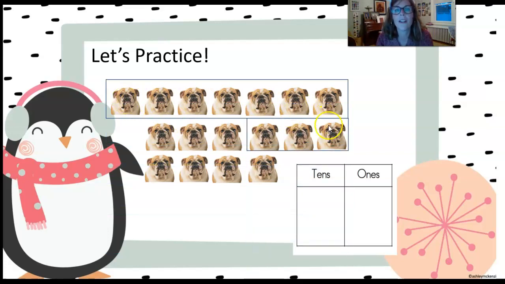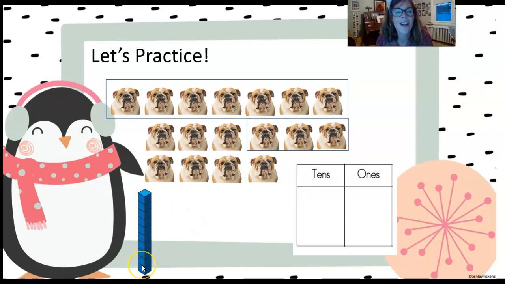There is 1 group of 10. Let's see if we have another group of 10. What do you think? 1, 2, 3, 4, 5, 6, 7. We didn't get to 10, did we? So we have, remember, we can quickly look at this and know it's 10. 11, 12, 13, 14, 15, 16, 17. How many groups of 10 do we have?